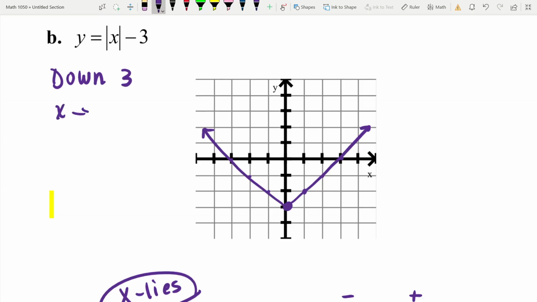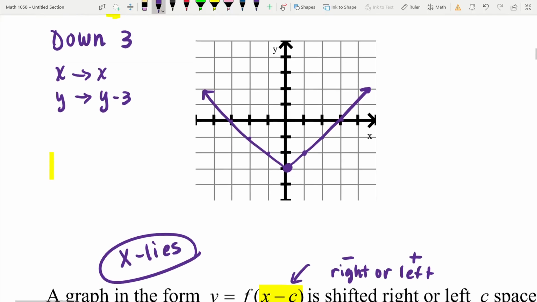Okay, so everybody go, x becomes, and y becomes. Any changes to the x are in parentheses right there. There's nothing there. So x stays x. Anything on the outside affects the y. So y would become y minus 3. Who says I'm totally following you? Raise your hand up high. Okay, ordered pairs on an absolute value would be (0, 0), (1, 1), (2, 2).